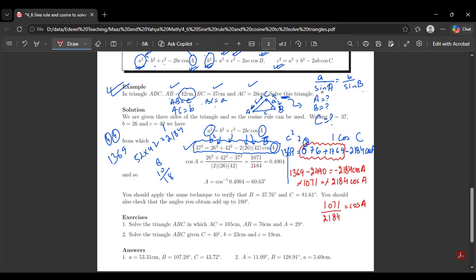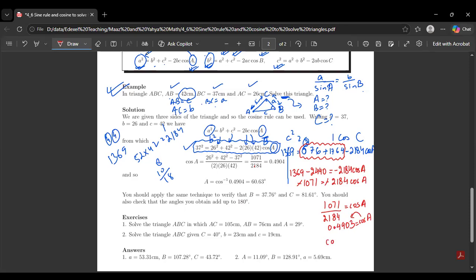Now divide these two numbers, 1071 divided by 2184. Yes, Yahya, could you please answer me? 1071 divided by 2184. So 0.49. Okay, could you please tell me more digits after 49? 0.4903. Okay, fine.